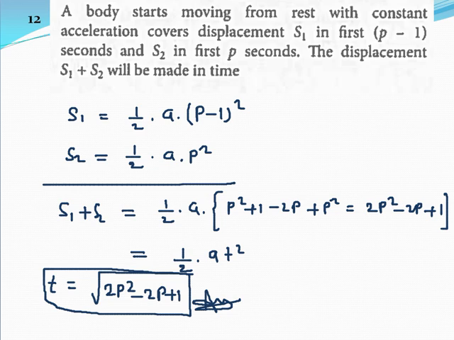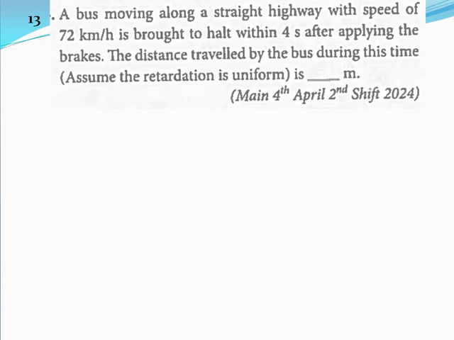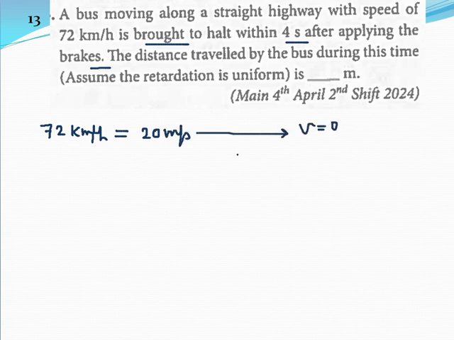Now let us come to the question number 13 of the day. A bus moving along a straight highway with speed 72 km per hour is brought to halt within 4 seconds after applying the brake. So 72 kilometer per hour is equivalent to 5 by 18. It means 20 meter per second comes to the halt. It means a retardation of 20 by 4, 5 meter per second square.